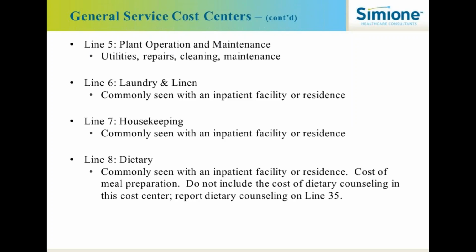Line 5 is plant operation and maintenance. This is where you would record your utilities, your repairs, cleaning, maintenance, etc. Line 6 is laundry and linen. This is commonly seen if you have an inpatient facility or a respite. So most of you smaller agencies, if you don't have an inpatient or a residence, you won't have any costs to report on line 6, 7, or 8, which is line 7 is housekeeping and line 8 is dietary.